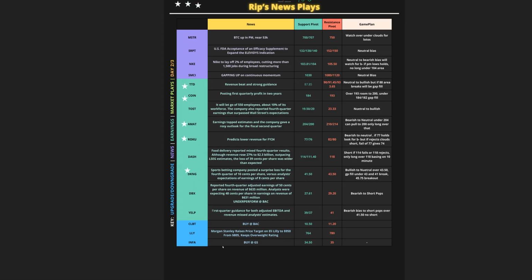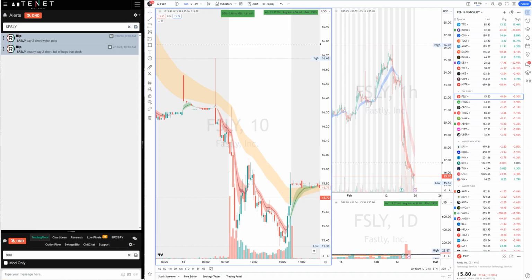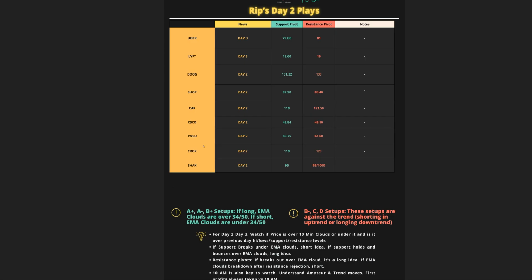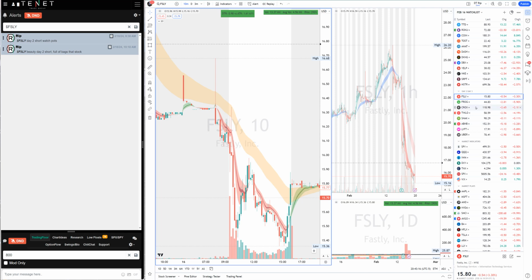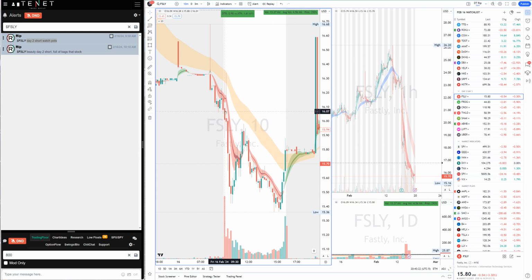FSLY, we discussed in yesterday's video, was still bearish. It was our day 2 setup. It was a day 2 setup on FSLY. Let's see FSLY right here from the watch list. Day 2 short, watch the pops. I told everyone pop, short it from 16 to 1543, another pop, 16 to 1532.